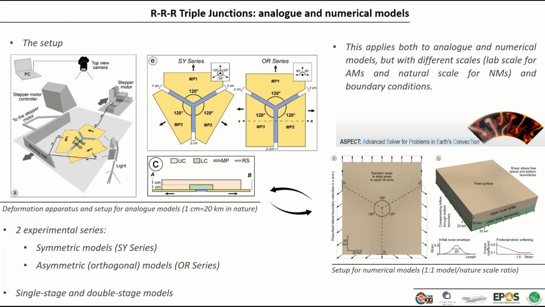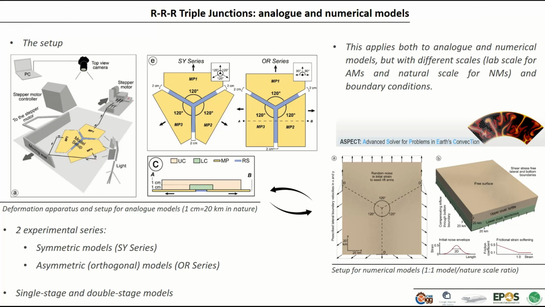Numerical models were run with the Aspect software. They are more or less similar in terms of parameters and in terms of vertical layering to the analog modeling counterpart. The difference is that, of course, the boundary conditions are a bit different, and that the scale is indeed very different. Numerical models can be run at 1-to-1 scale with nature, while our analog models were run with a scale ratio that is 1 centimeter in the model equals 20 kilometers in nature. All the other parameters were set the same.